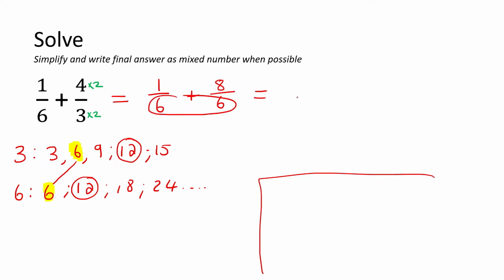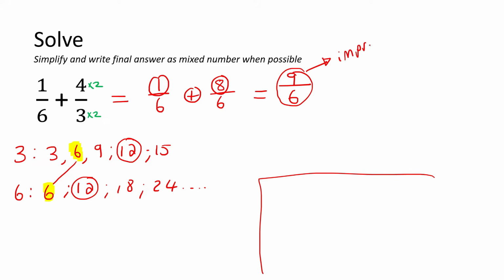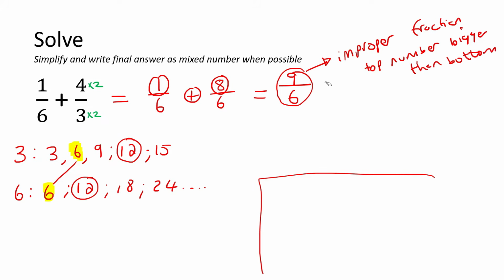Now, when these numbers at the bottom are the same, you leave it. And what is 1 plus 8? 9. Stop right there. This, if you remember, is an improper fraction. Improper fraction. That is when the number at the top is bigger than the number at the bottom. When we have an improper fraction, we can change it, or we must change it. Most schools, most teachers in fact, will ask you to change this to a mixed number. So we need to remember how to change from an improper fraction to a mixed number.